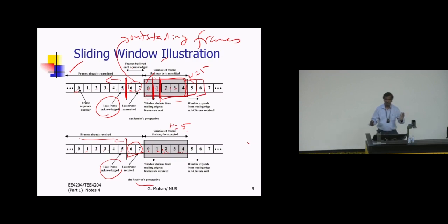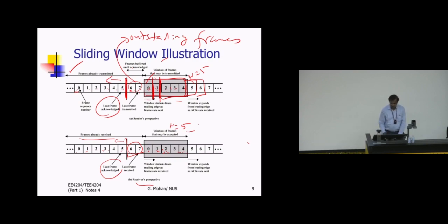Whenever a frame is sent, the window will shrink from this side. Whenever an acknowledgement is received, the window will expand from this side. So it resembles a sliding window. That's why it's called sliding window. Otherwise, in terms of implementation, it is just incrementing and decrementing a simple variable W. That's all.